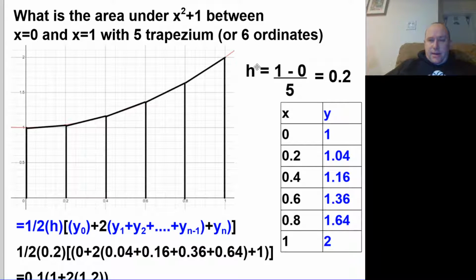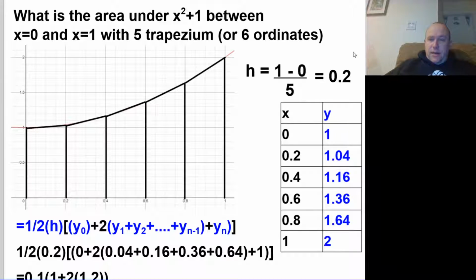To find the height, I have to look at what this distance is here. 0 to 1 is a distance of 1, so 1 take away 0 would tell us that. And then divide by the number of trapezium, so 5. If it says 6 ordinates, you've got to remember to subtract 1 to give you the number of trapezium. That tells you the width of each of these trapeziums, which will actually be the height when we come to work them out.